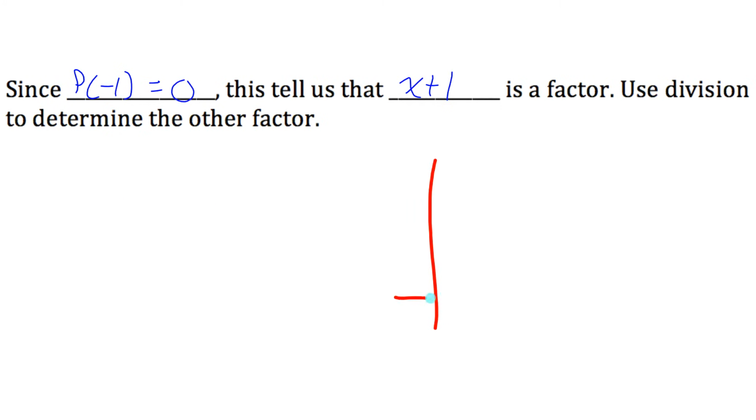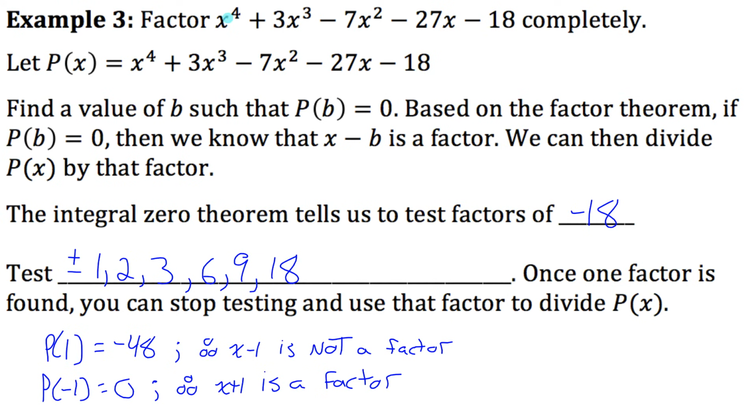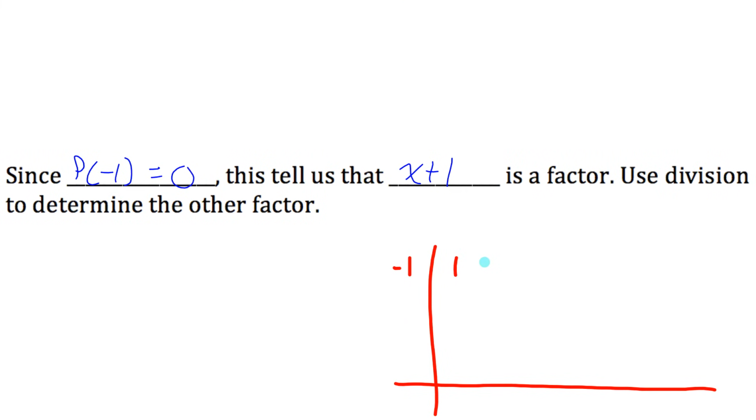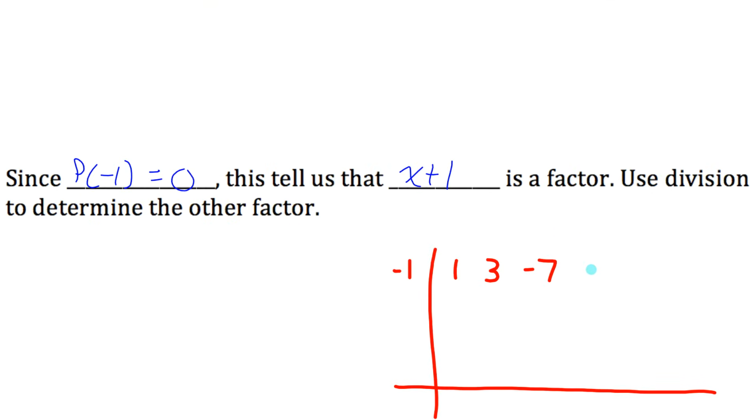So I'll set up my synthetic division table. The 0 of the divisor goes here. And the dividend, I have to put the coefficients here. Now, is the dividend missing any terms? It has degree 4, 3, 2, 1, 0. Nope, it's got all of them. They're in the proper order, so I can write the coefficients. 1, 3, negative 7, negative 27, negative 18.